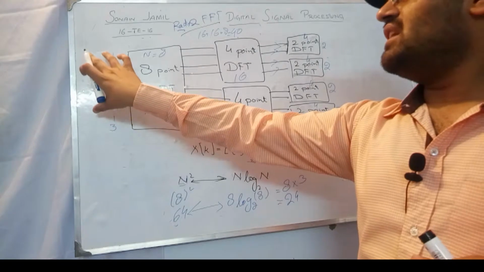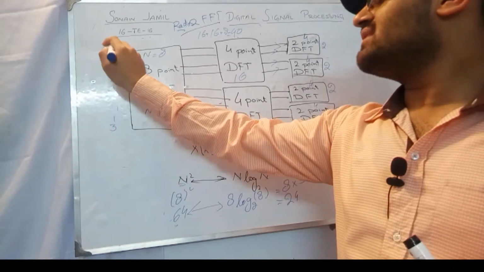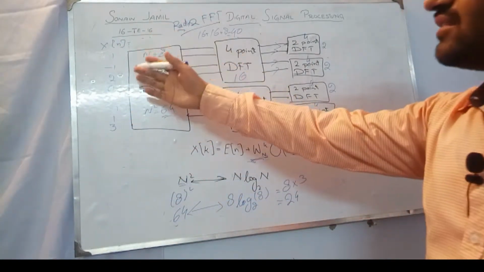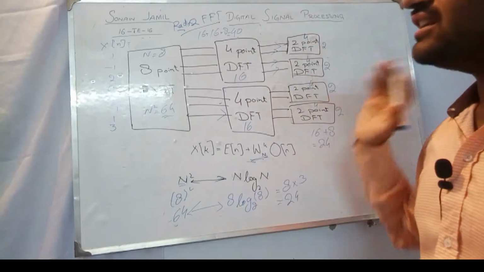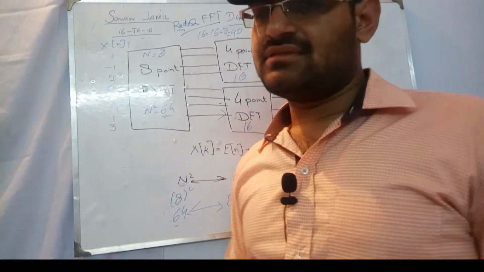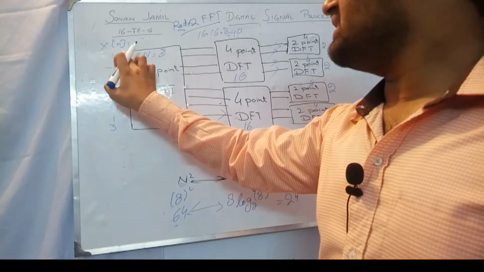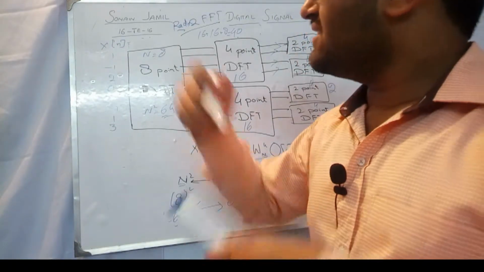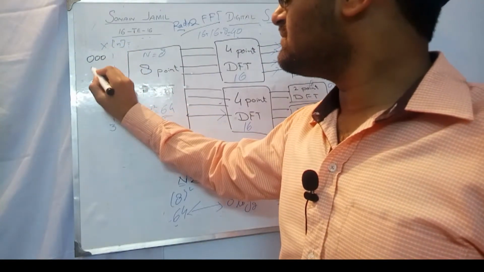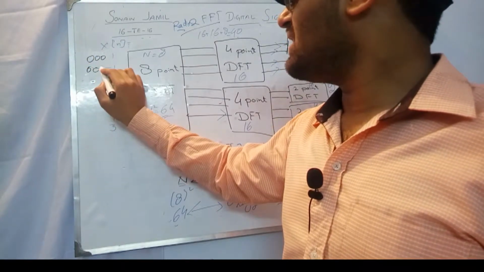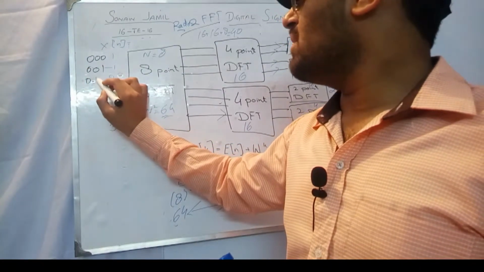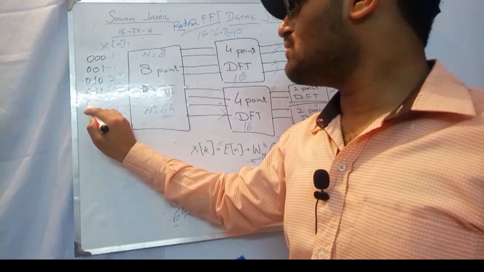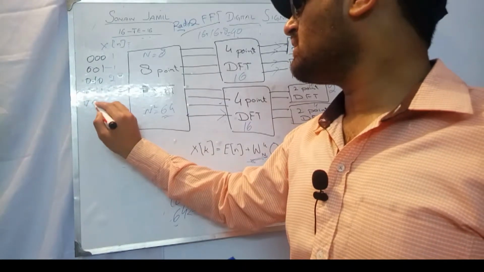So if we have this x of n, what is the simple way to convert this signal into 2-point FFT? Indexes of 2 point. Suppose I have this signal and I am assigning the binary numbers to each sample.